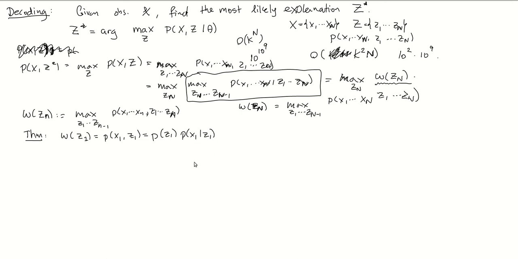given z1. But then, and this is the recursion step, which is the interesting thing, you can compute omega of zn as the probability of xn given zn, and then a maximization over zn minus 1 of omega of zn minus 1, and then the probability of zn given zn minus 1. So for now I'll just let the proof of this be in the lecture notes.